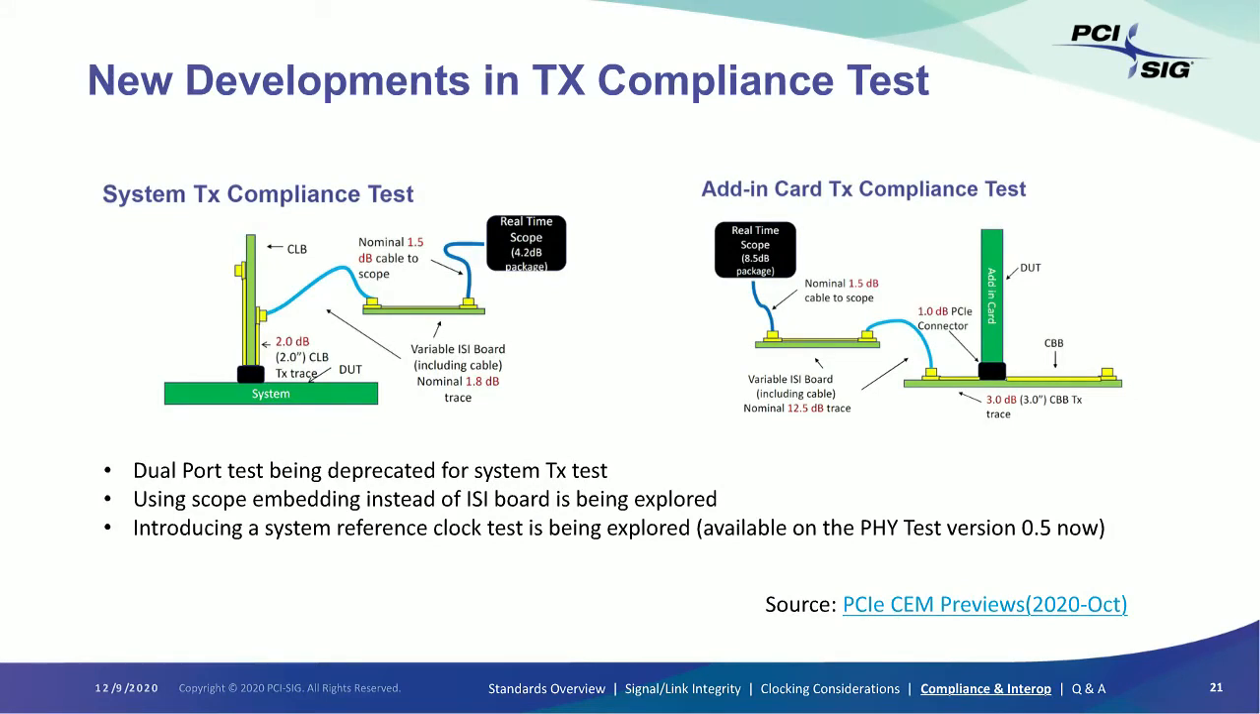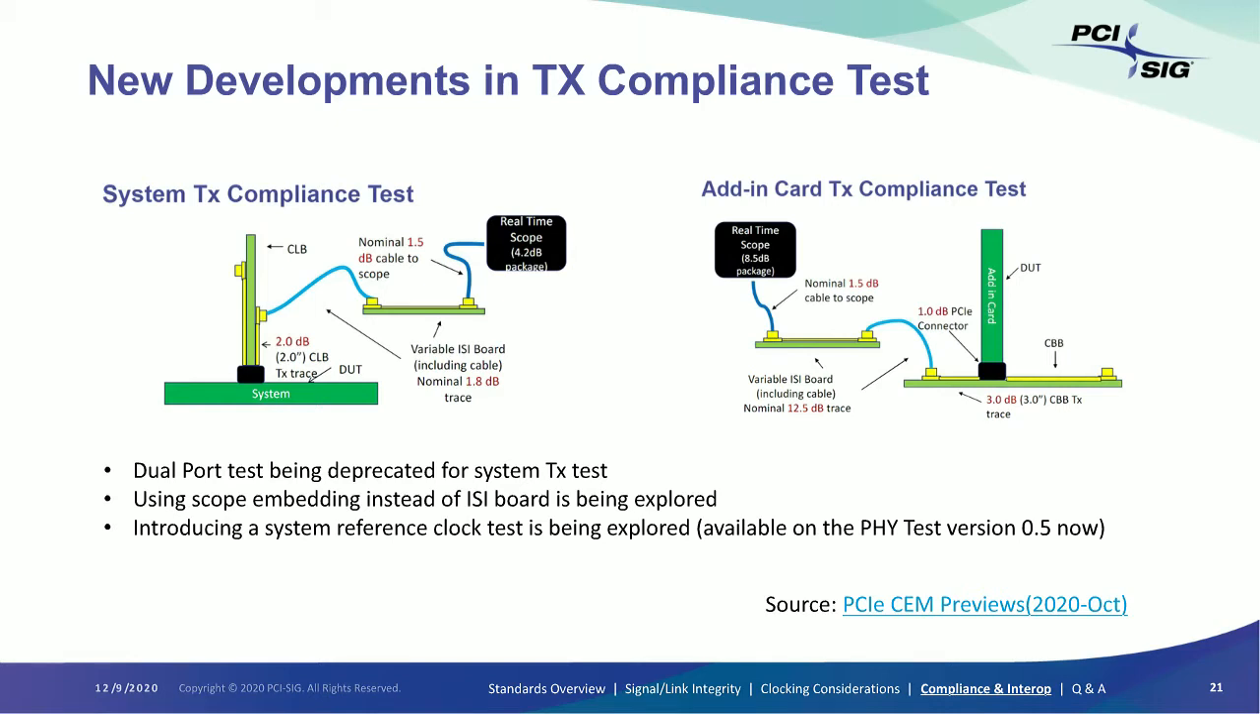These are a few diagrams that we provide the source for here at the bottom. So if you take a look at these slides after the presentation, the link should be active. The CEM preview from October has a number of useful diagrams showing some of these transmitter compliance test implementations. So this shows both the system transmitter and the add-in card transmitter compliance test configurations.